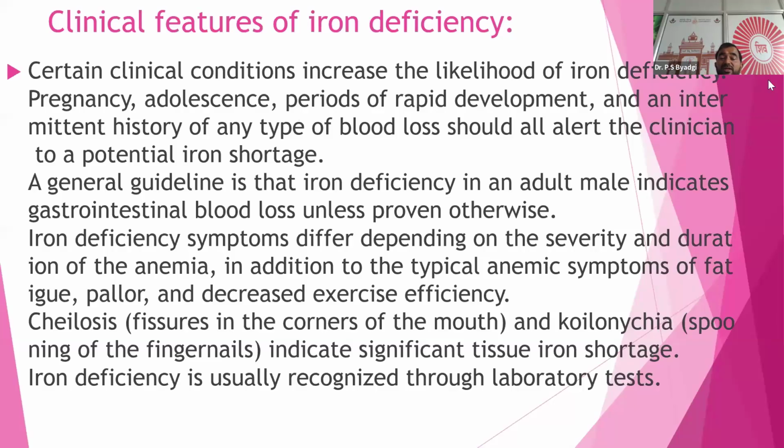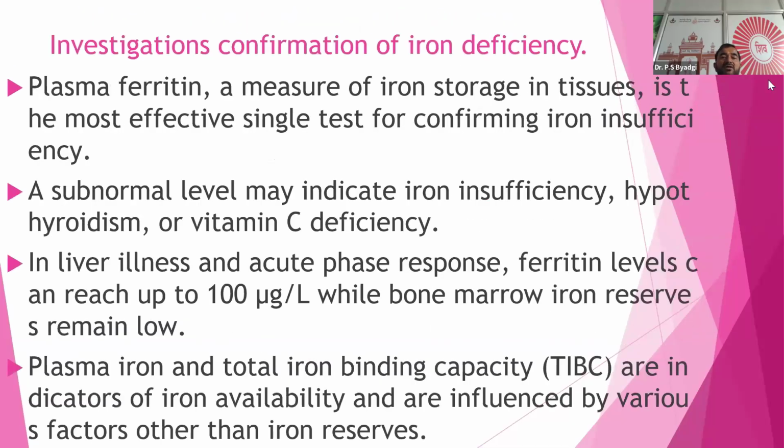Iron deficiency is usually recognized through laboratory tests, because sometimes you may not get the classical signs of fatigue, pallor, and decreased exercise efficiency. What investigations are to be done to diagnose a case of iron deficiency anemia? The plasma ferritin is a very important measure of the iron storage in the tissues, and it is the most effective test for confirming the iron insufficiency.